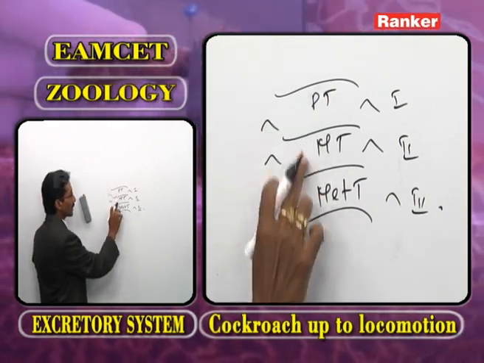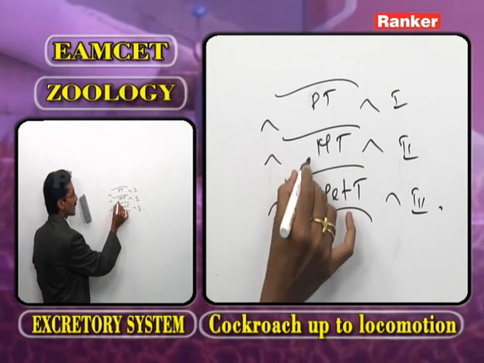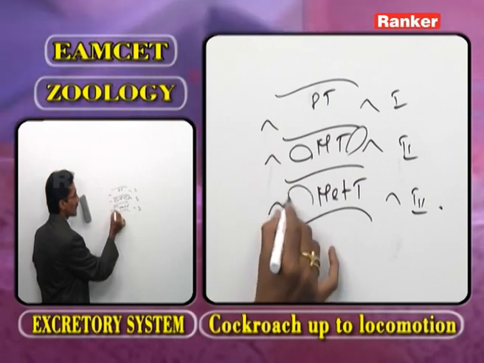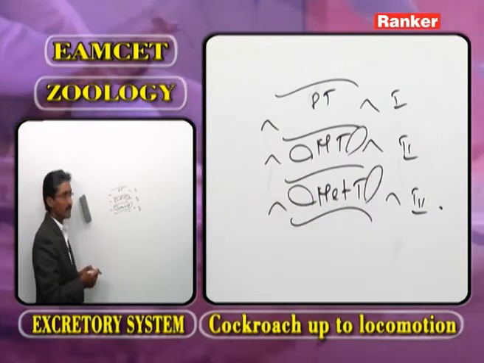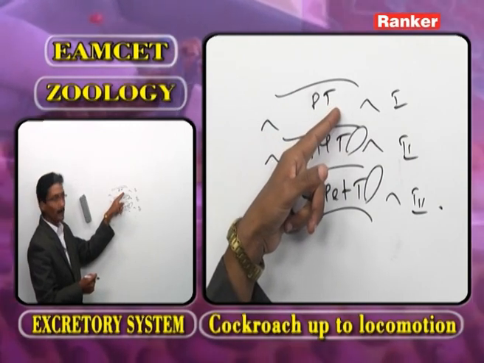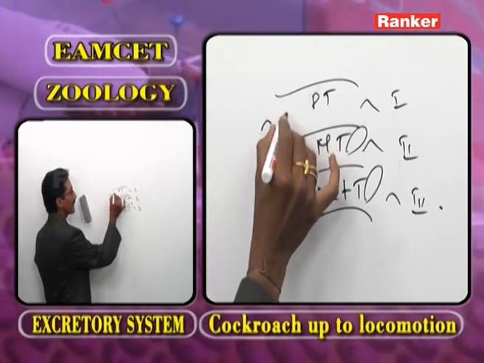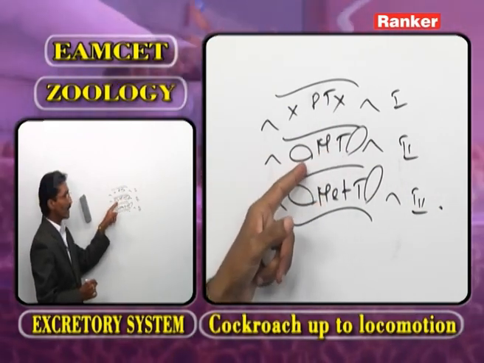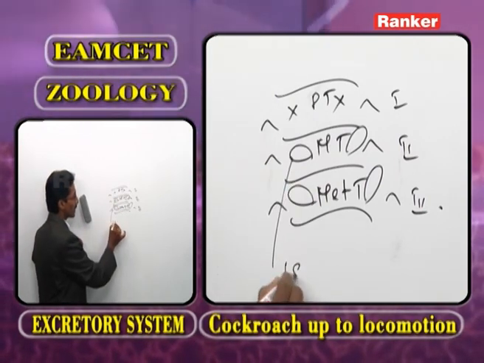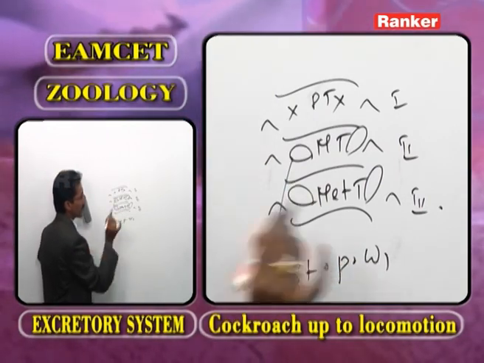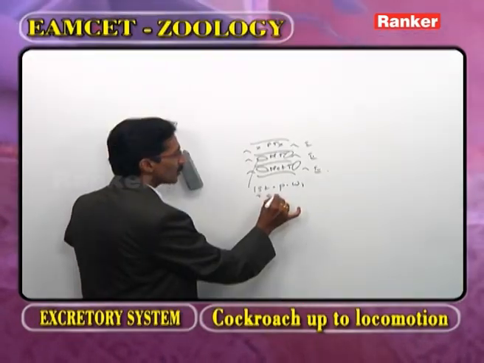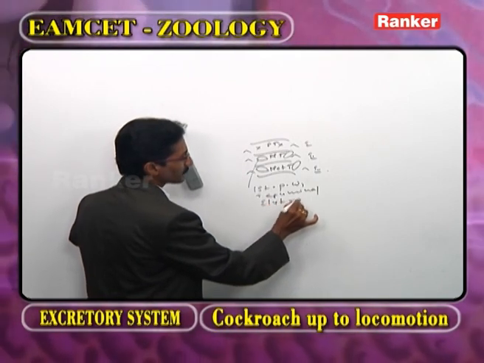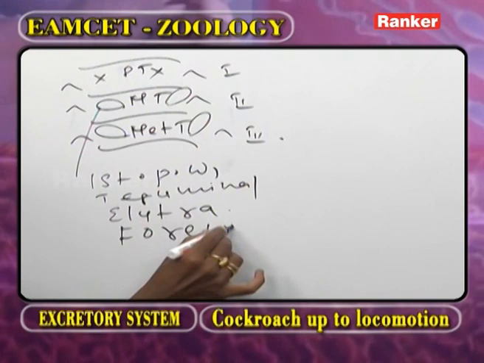Now on the dorsal side of mesothorax, first pair of wings. On the dorsal side of metathorax, second pair of wings. Now name the thoracic segment. On the dorsal side, wings absent, prothorax. On the dorsal side of mesothorax, the first pair of wings are present. They are called tegmina. They are also called elytra. They are also called fore wings.